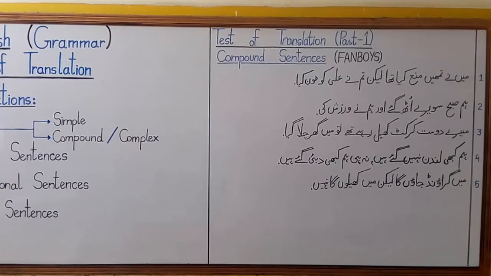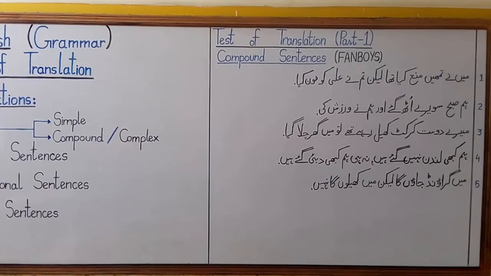Sentence number 2, हम सुबह सवेरे उठ गए और हमने वर्जिश की. Sentence number 3, मेरे दोस्त क्रिकेट खेल रहे थे तो मैं घर चला गया. Sentence number 4, हम कभी लंदन नहीं गए हैं, ना ही कभी हम दुबई गए हैं. Sentence number 5, मैं ग्राउंड जाऊंगा लेकिन मैं खेलूंगा नहीं.